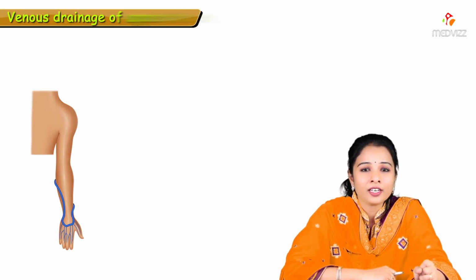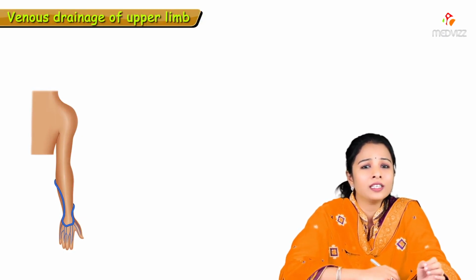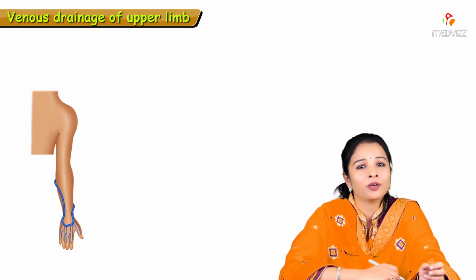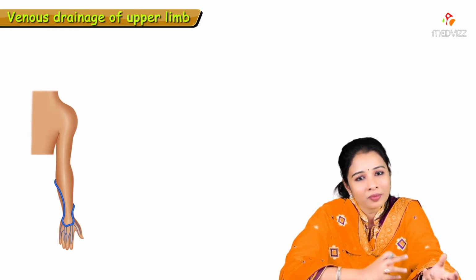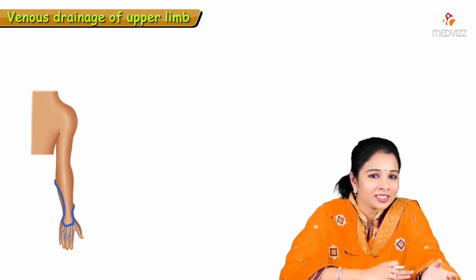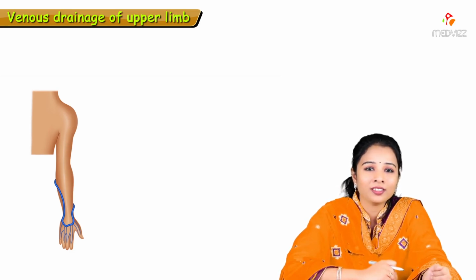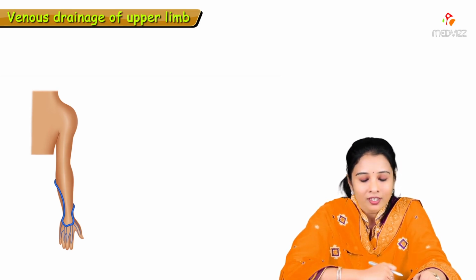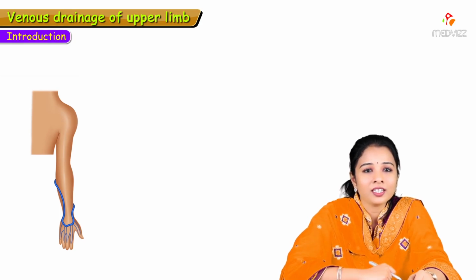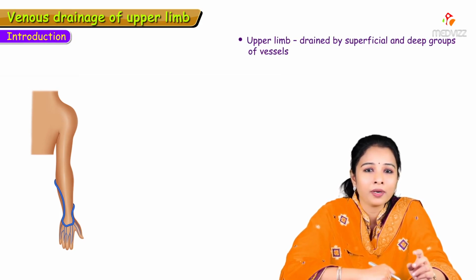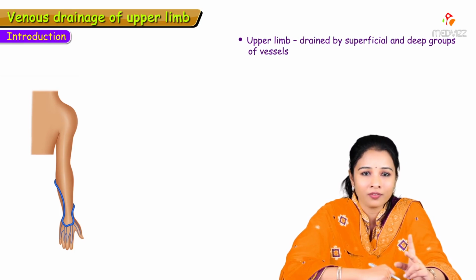Hello students, today we will discuss the venous drainage of the upper limb, which is a clinically quite important topic because clinicians often puncture many veins which are present in the upper limb. So it is important for you all to know what these veins are and how they are clinically important. Starting with venous drainage, the upper limb is drained by two groups of veins.